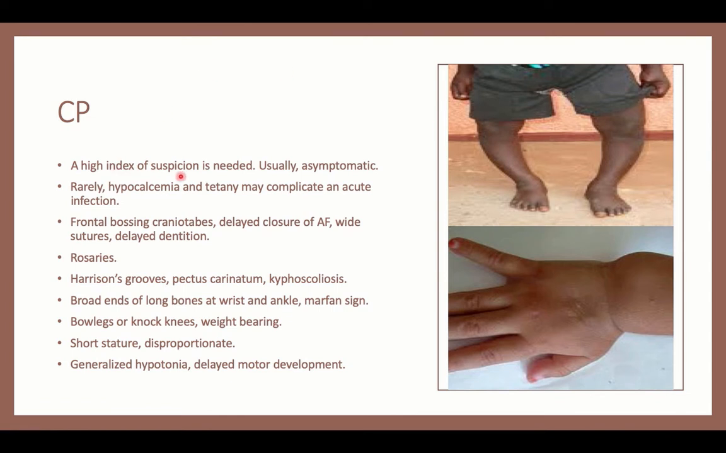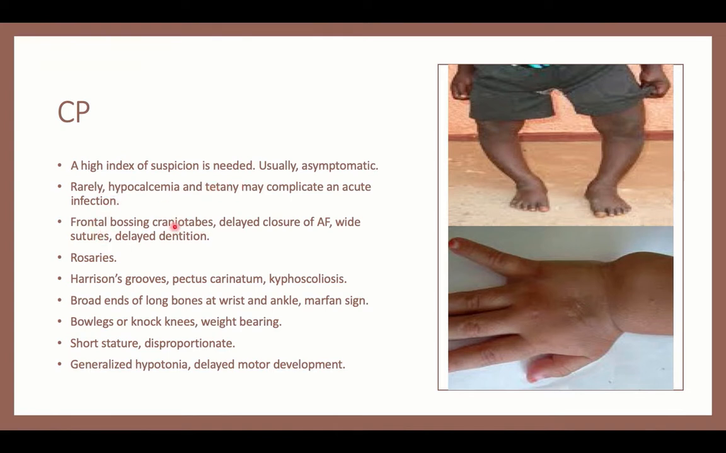So we need high index of suspicion, okay, as it is usually asymptomatic. The mother may not complain at all from any symptoms related to rickets, but usually can present with the delayed gross motor milestone acquisition, delayed walking usually, for example. Rarely hypocalcemia can be severe, resulting in tetany that can complicate an acute intercurrent infection. So he is rachitic, and when he developed gastroenteritis, for example, this precipitates severe hypocalcemia presenting with convulsions.